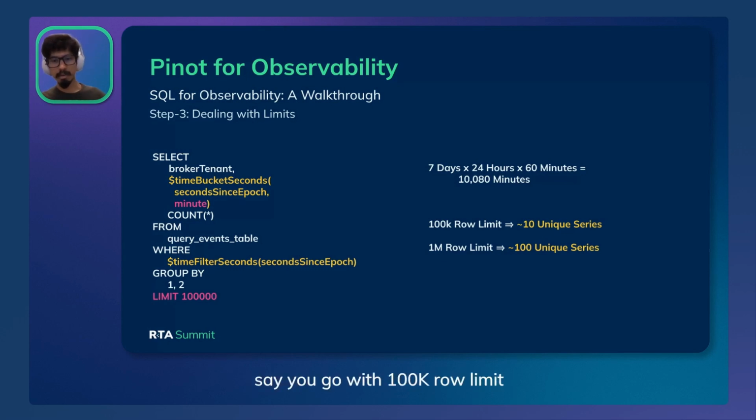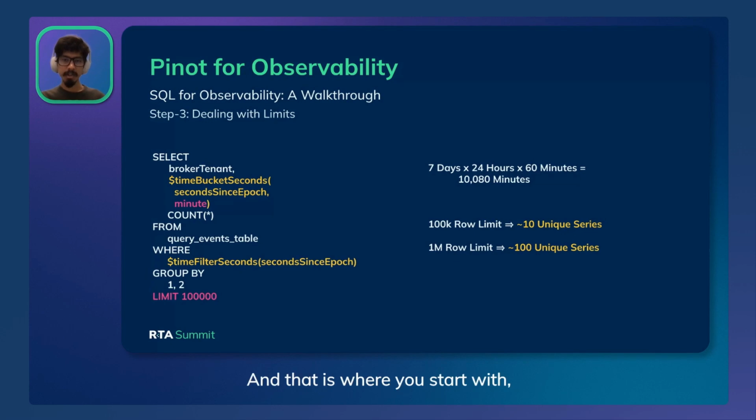For example, if you go with a 100K row limit for 7 days of visualization, you can only do 10 unique series. And with a 1 million row limit, you can only do 100 unique series. And this is for 7 days. It's very common for people to look at the last 14 days, the last 1 month, because they are usually interested in looking at, for example, let's say my Pinot cluster is having an incident because of high traffic, which I assume to be high traffic. Now, my first question would be, is this high traffic new, or has this been happening in the last 7 days or 14 days?